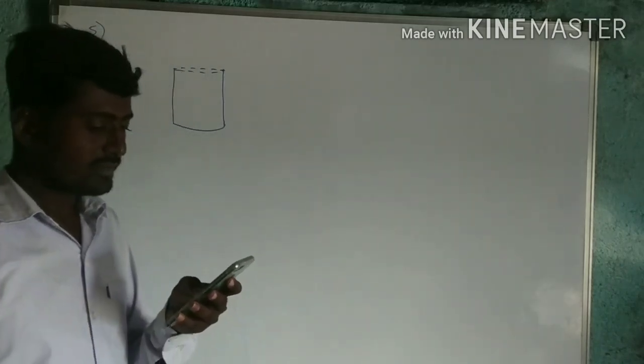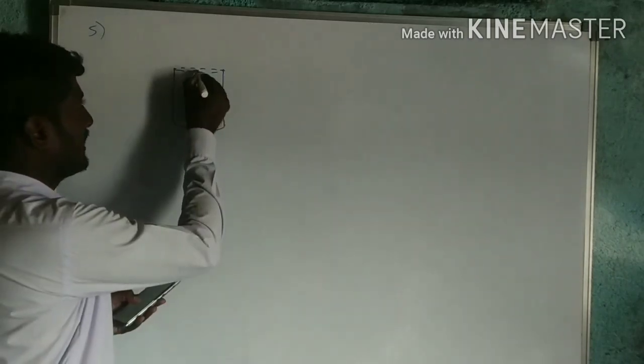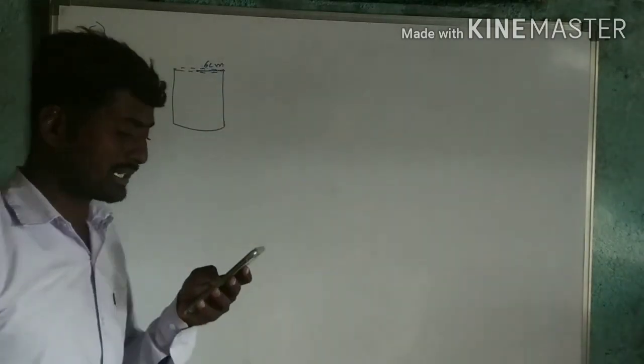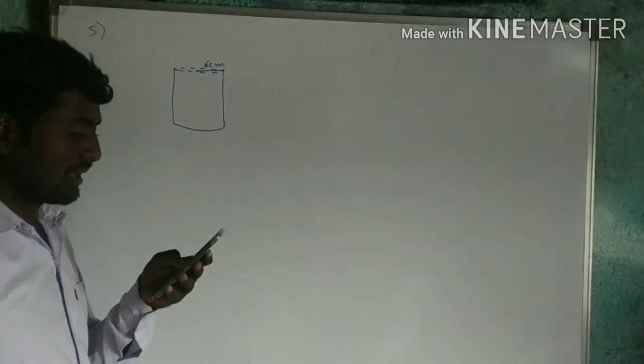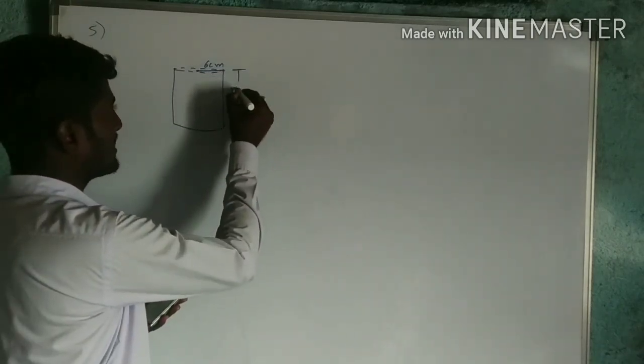So here diameter is given. Diameter is 12 centimeter, so the radius of this one is 6 centimeter. Then the height of this cylinder is 15 centimeter.